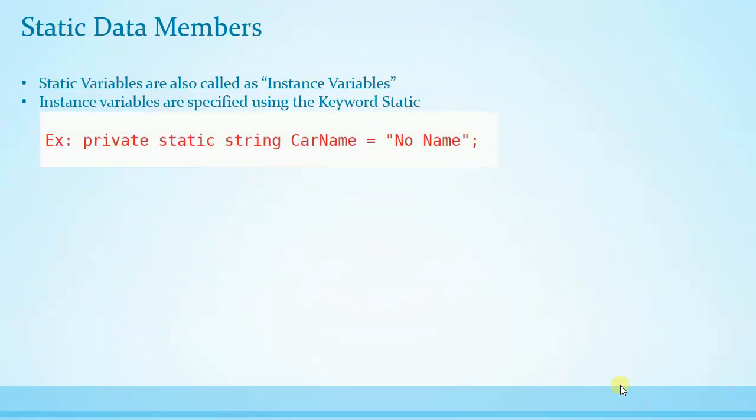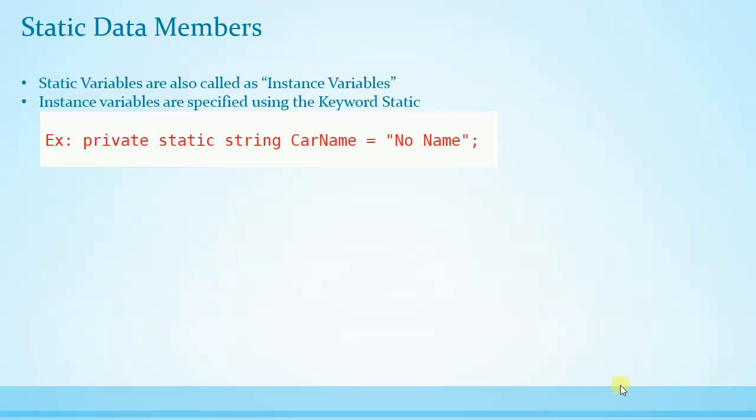Here in this example, you are seeing the keyword static. Without that, the line reads as a private string carName equal to new name. That means the variable name is carName, the data type is String, and its access specifier is private. We can say private scope. Once we specify static, it states that there is a variable called carName and it's an instance variable at class level.